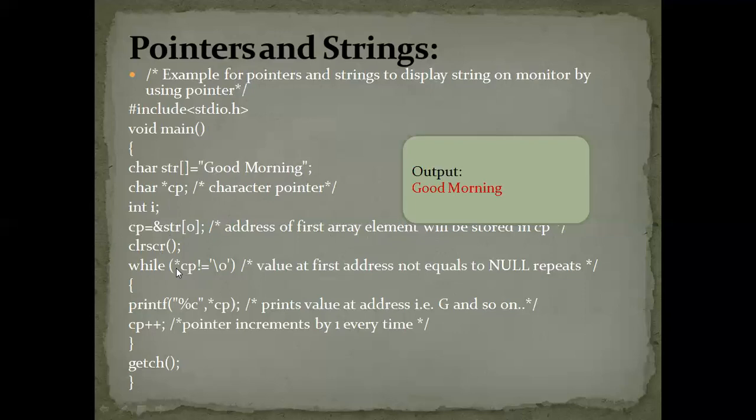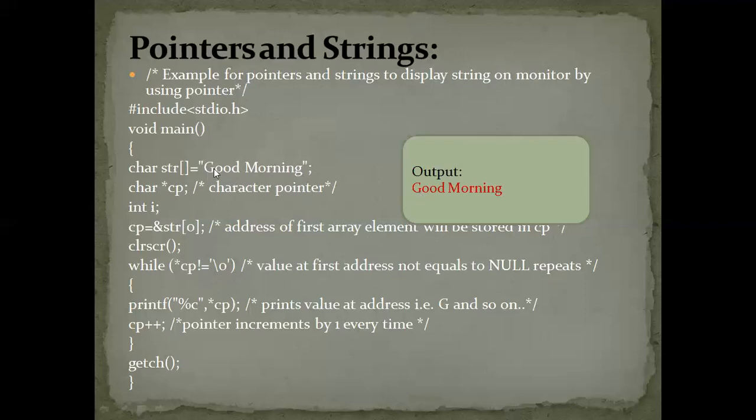While pointer CP is not equal to null, remember this, a string always ends with the null character. Until it is not equal to null, what is it supposed to do? It has to print that value. So the value at the first address is not equal to null, and we have to repeat. What is the first character? G. This is not equal to null, so I'm going to print G.